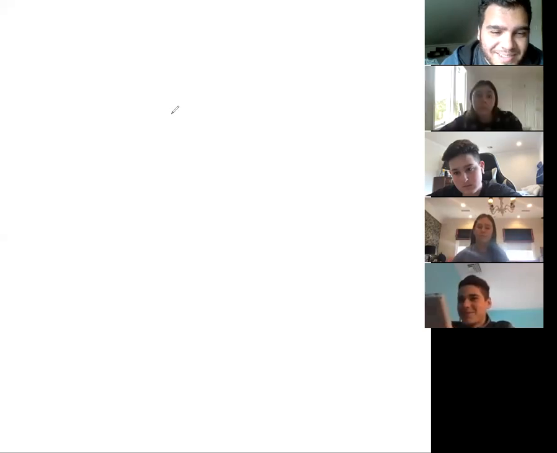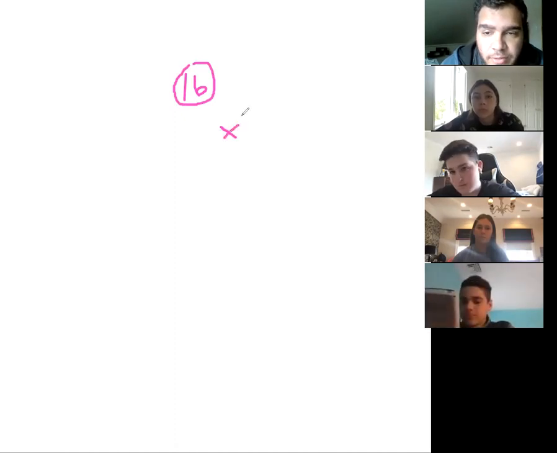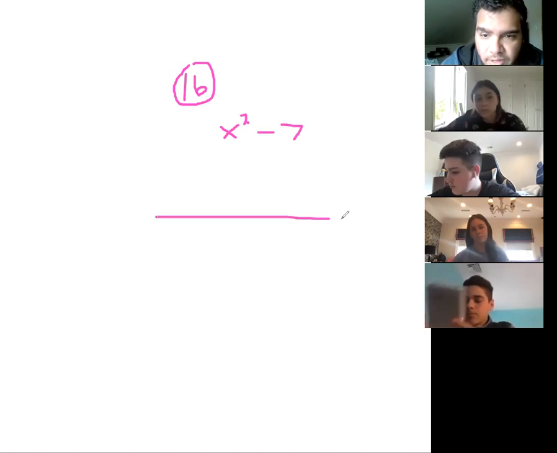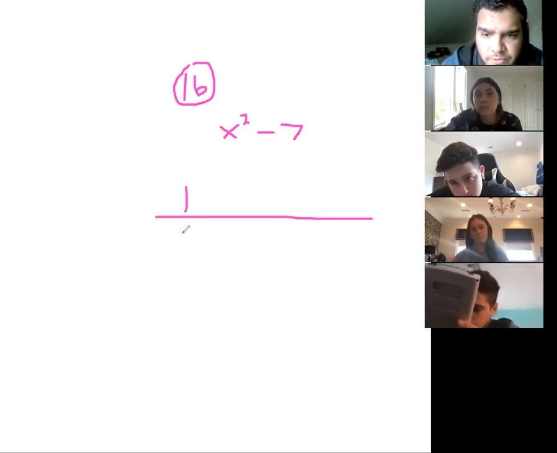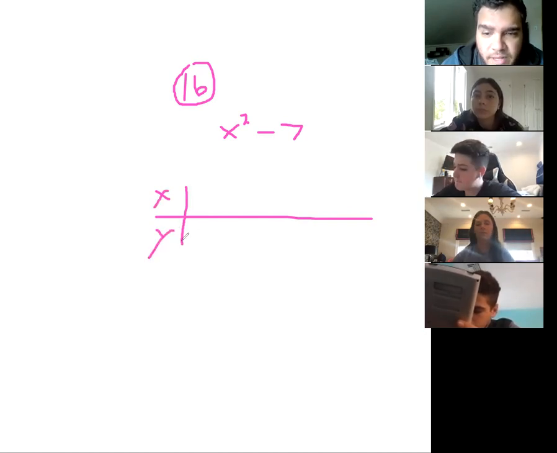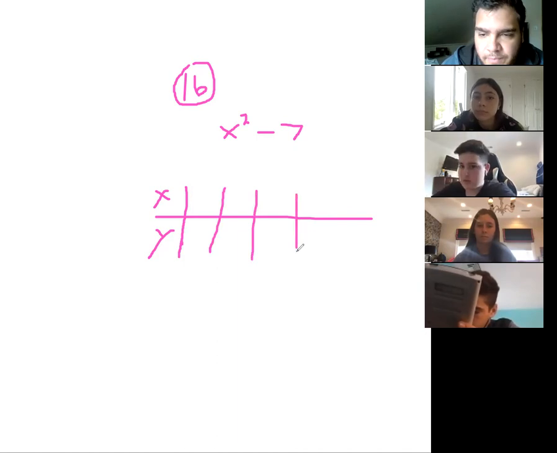So the first one we're going to do is number 16, and that is y equals x squared minus 7. From the homework of the previous one, all I ask you is to make the table and graph it, and then point out where the vertex is. So we're going to do that.